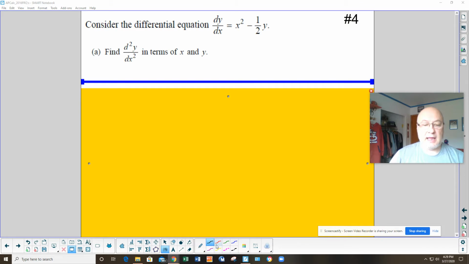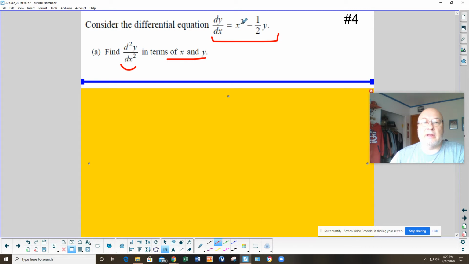It does say that considering this differential equation, so this is one of our AP FRQ type questions, which is manipulating differential equations. They are giving us the first derivative and they want us to find the second derivative, but it must be in terms of x and y.